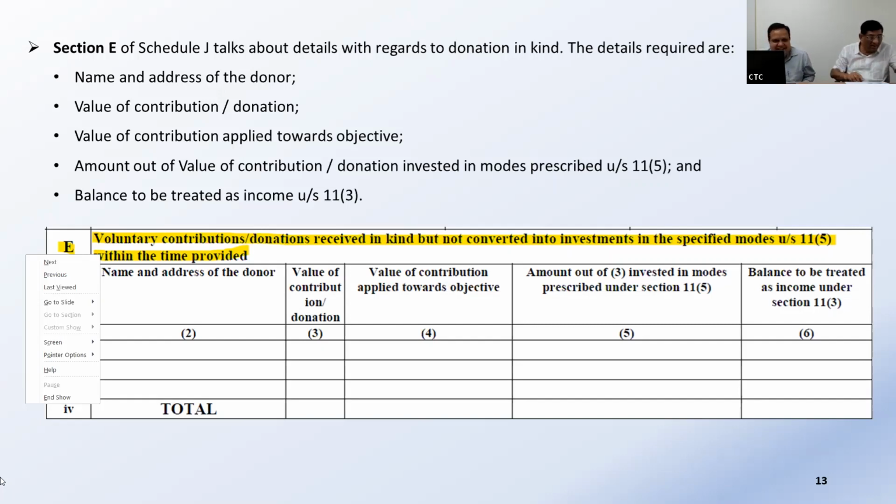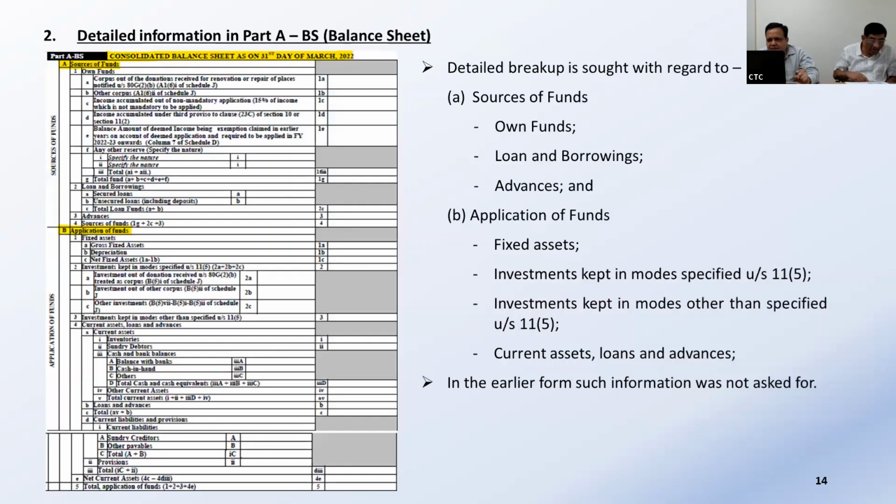I think we have a very short time because books of accounts we have to cover in detail, because that's very important. But here also, very nice: received in kind. So what is received in kind, you have to mention. That is there. But here this column says, but not converted into investment. So in this year, it is not converted. You would require one year for conversion. So whatever you receive, you have to mention here.